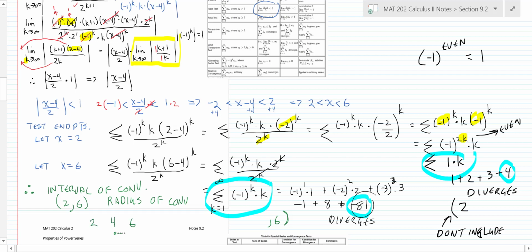The radius is just the distance from 4 to those numbers. So what is that? 2, right? The average of 6 and 2 is 4, and then the distance from 4 to 6 is going to be 2. That's always in the middle of the interval like that. So if this series is centered at 4, the radius of convergence would be from the 4 to the 6 and from the 4 to 2 like that. That's the idea.